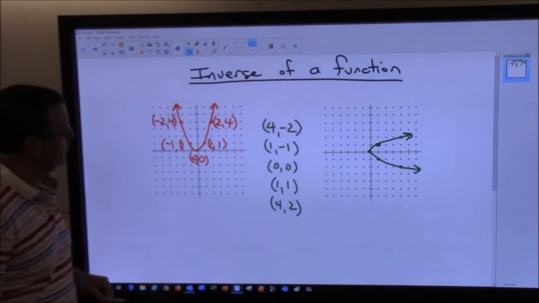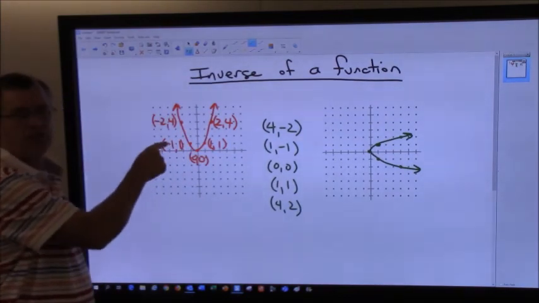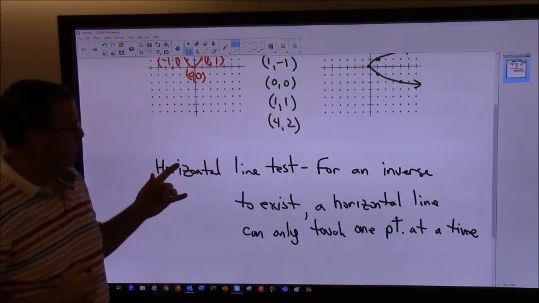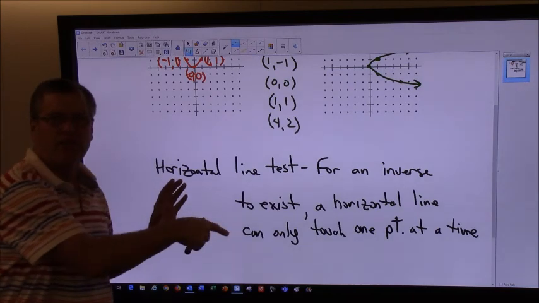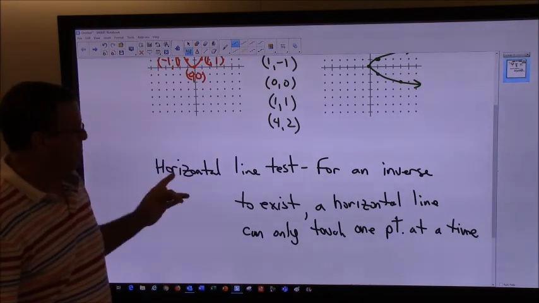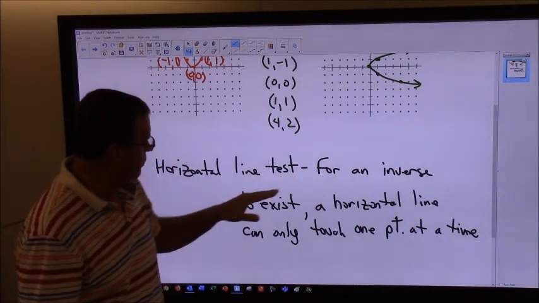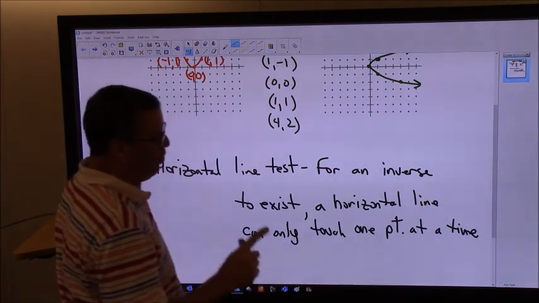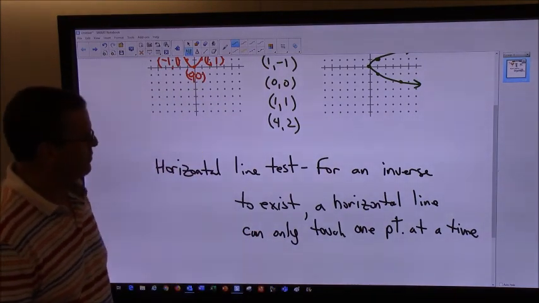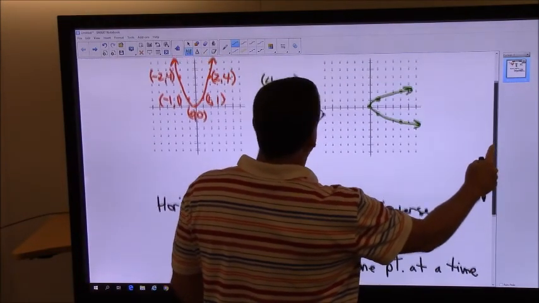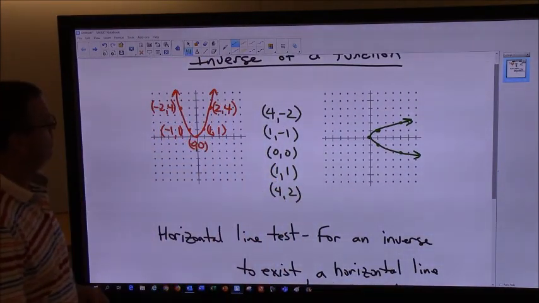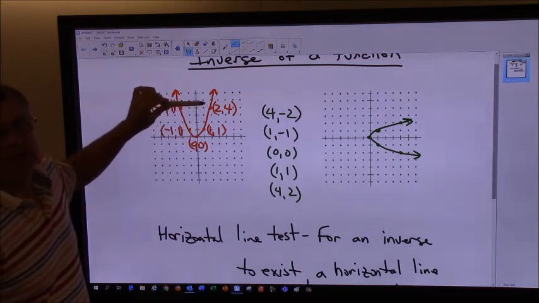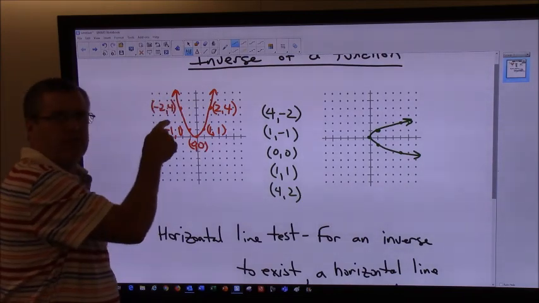What that means is, in order to have an inverse of a function, we have this thing called the horizontal line test. Alright, so the horizontal line test says this. If you want to pause it just to write all this stuff in your notes real quick, you could do that. But a horizontal line test says that for an inverse to exist, a horizontal line can only touch one point at a time in the graph. And so when I go back and look at this parabola, here's my horizontal line, I'm touching 2 points at a time. And so what that means is there really isn't an inverse for this function.